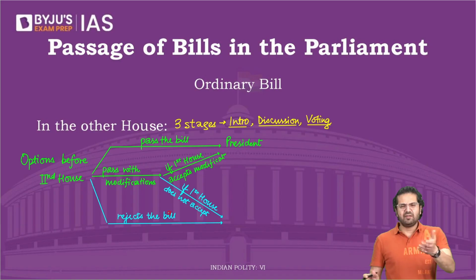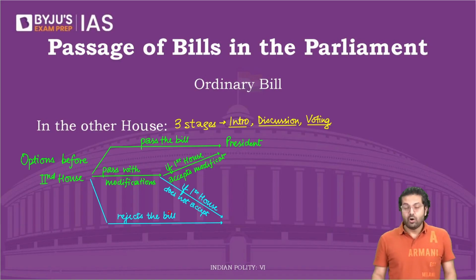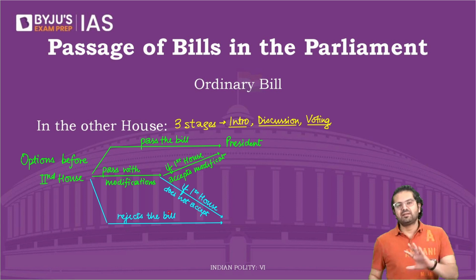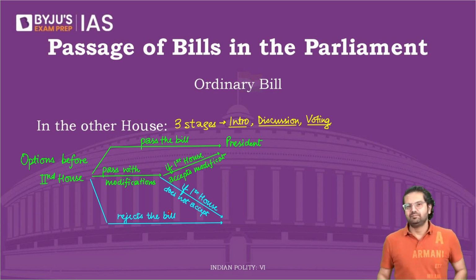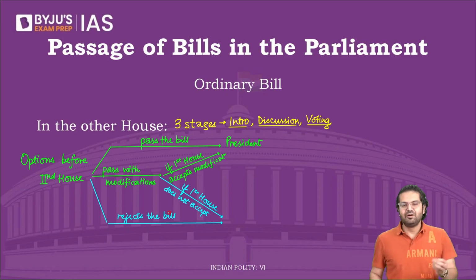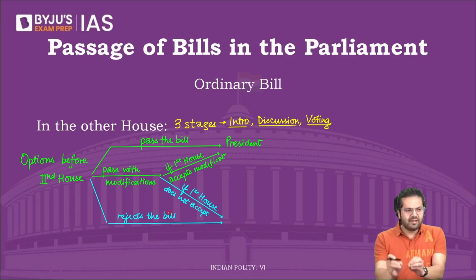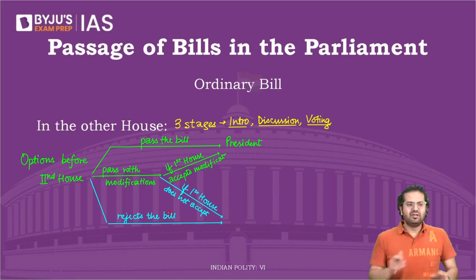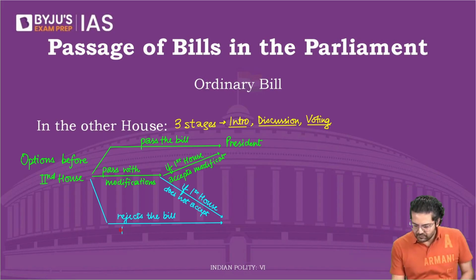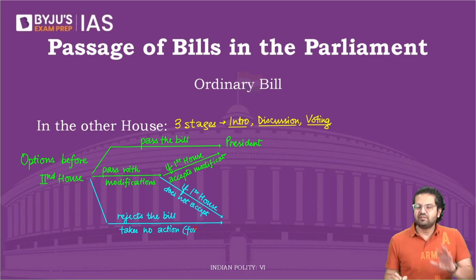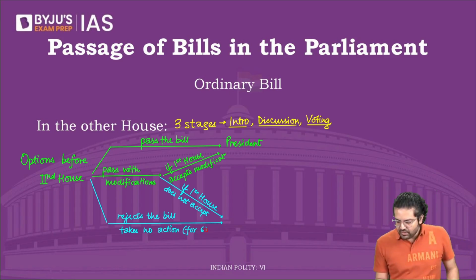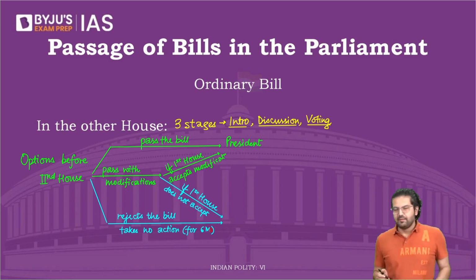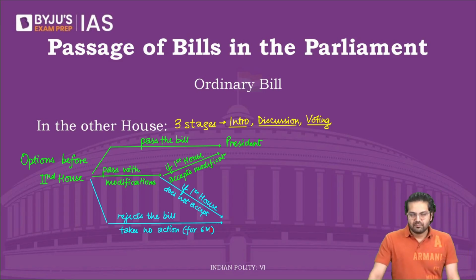Rejects, throw it away, nonsense bill, useless, stupid people. Okay. Or does nothing. The bill has come, the first house is sitting with the bill, like you sit with your PPTs, no revision, nothing. Same thing, exactly the same thing. Second house does nothing on the bill. Takes no action for 6 months. For 6 months, the first house keeps on waiting. What is happening? We have sent the bill, nothing is happening.